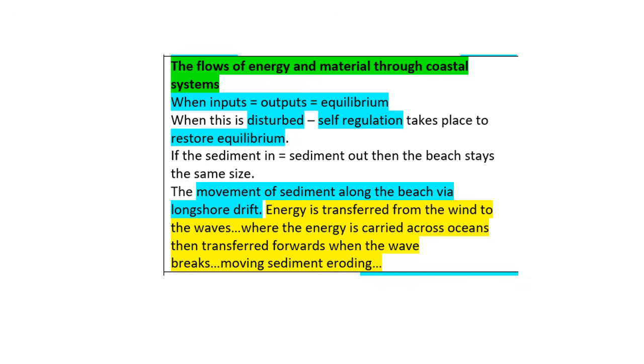We need to talk about energy being transferred in this process. So the energy comes from the wind. The wind transfers the energy to the waves, and the waves then carry that energy across the ocean. When the wave then breaks, that energy is carried forward along with the water as the wave breaks, and the energy of that wave is then used for erosion or for transportation. So we talk about how that energy flows from the wind to the waves, and then it's used for erosion or transportation.